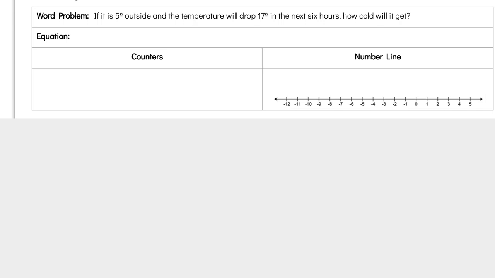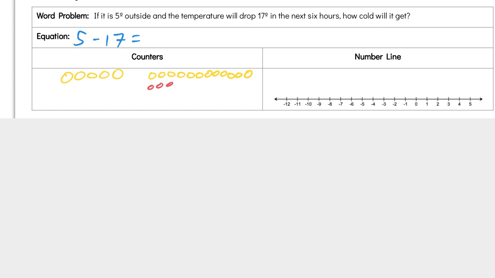If it is 5 degrees outside and the temperature will drop 17 degrees in the next 6 hours, how cold will it get? Okay, so if we start at 5 degrees and then the temperature is going to drop, that means we're taking 17 degrees away. What will we get to? Okay, on counters, we're starting with positives. 1, 2, 3, 4, 5. But we are taking away 17 positives. So we need 12 more positives to take away. So let's go 1, 2, 3, 4, 5, 6, 7, 8, 9, 10, 11, 12.